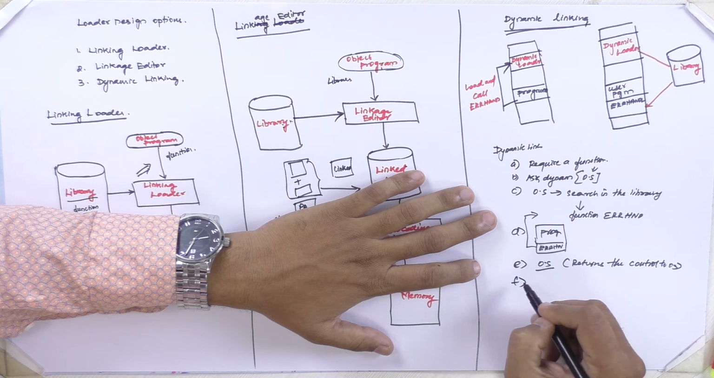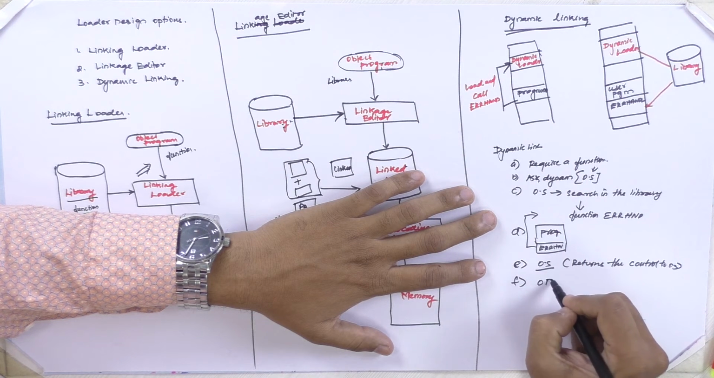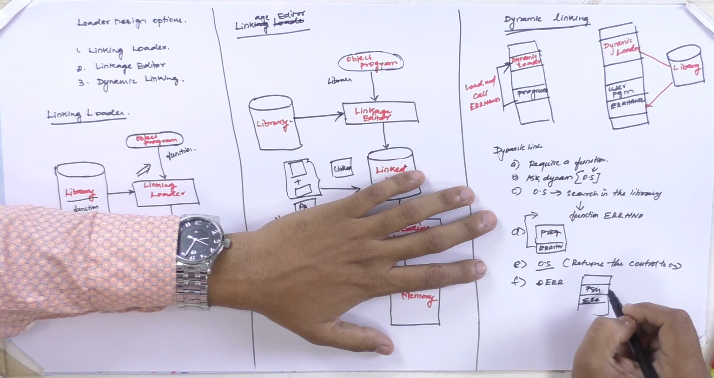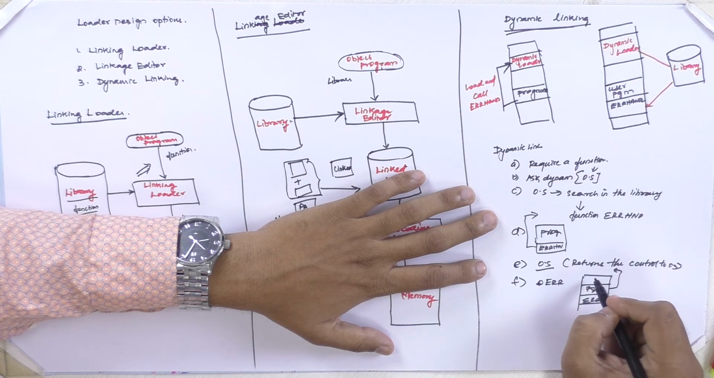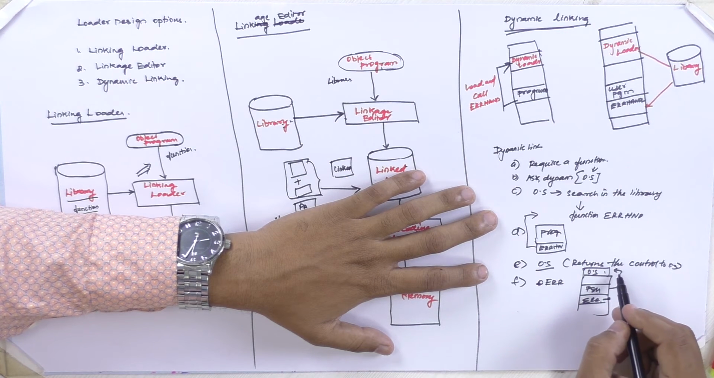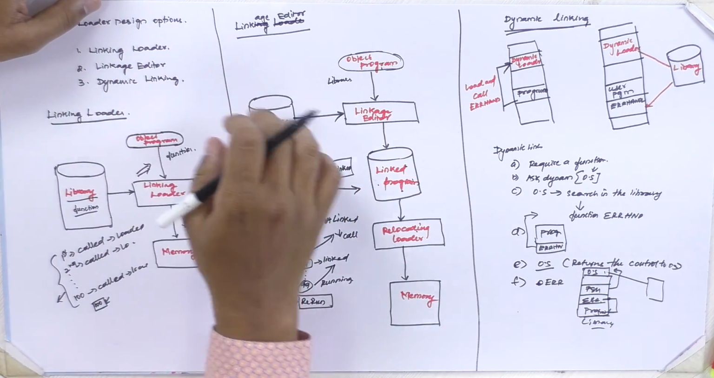After the control is returned to the operating system, the error handler will be present in the memory near the program. Suppose this is your program and this is the error handler. The program has given back control to the operating system, but the error handler will still be present. Suppose a new program comes and asks for the error handler. The operating system doesn't need to go to the library and search for it, because it is already present in the memory. It will be given to the new program which requires this library function. So this is about the loader design options.